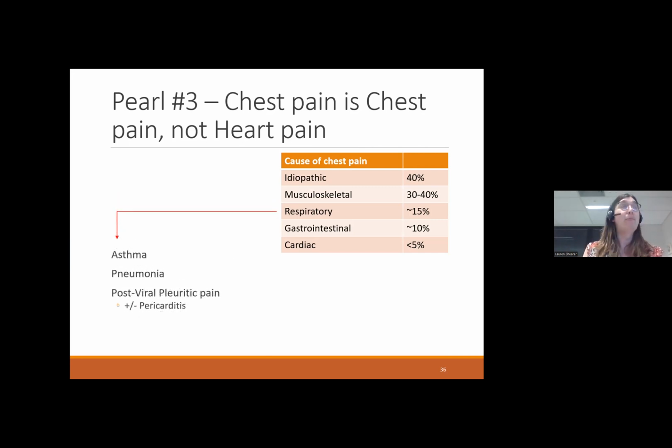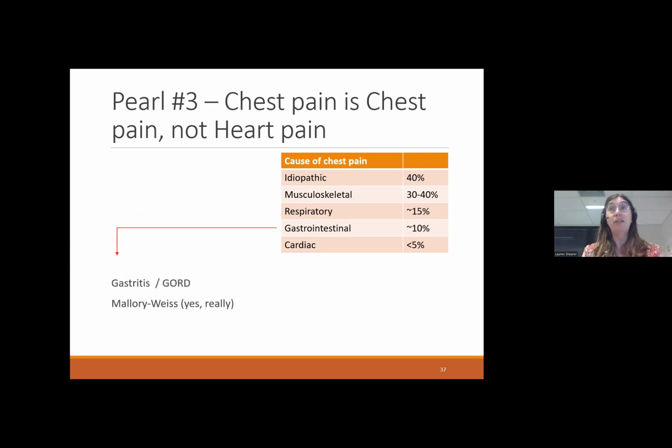Respiratory illnesses are important. Asthma, obviously, we have high rates in Australia, pneumonia, and post-viral pleuritic pain, which can occasionally go with pericarditis and be a bit difficult to determine clinically which one is the other. Certainly, I, as a paediatric cardiologist, occasionally diagnose gastritis and reflux, and I have had a child referred to me for chest pain who actually had a Mallory-Weiss, and yes, I am a paediatric doctor.